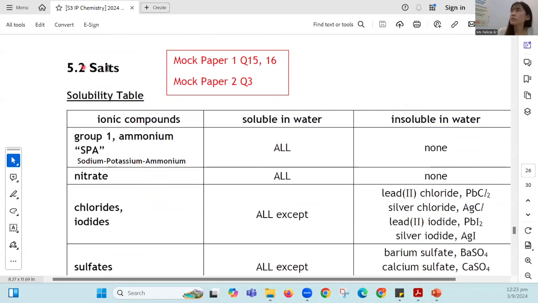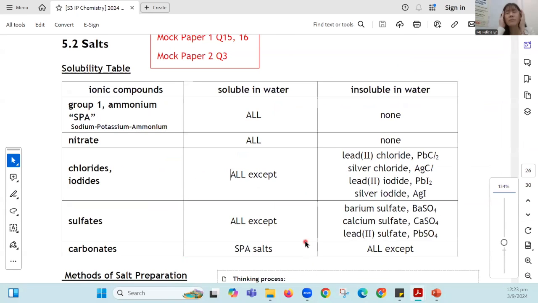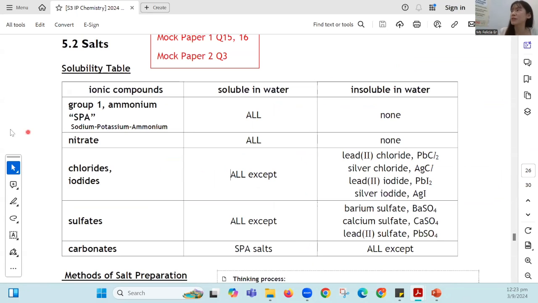Next, it will be on salts. So this table over here, usually I see students always struggle, like, I cannot remember which one is the exception and so on. Okay, so I have techniques to help you remember. This is how I teach my students also.